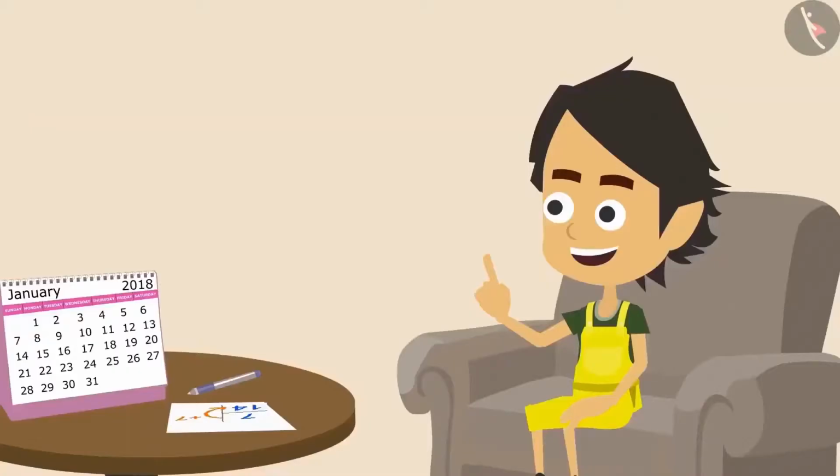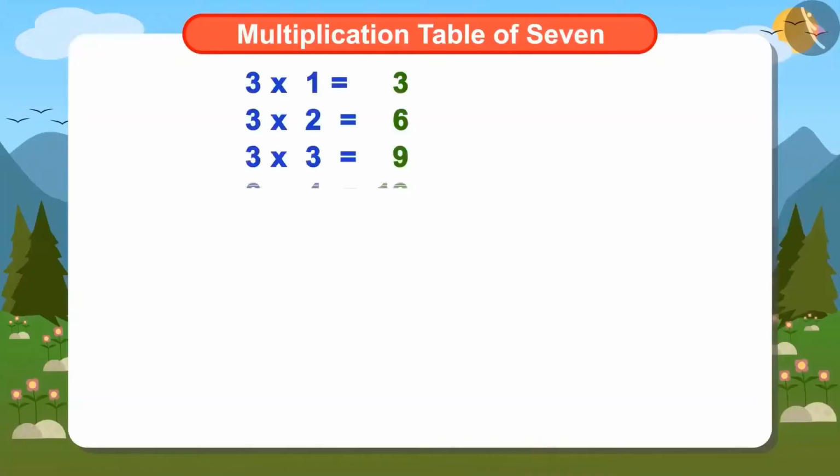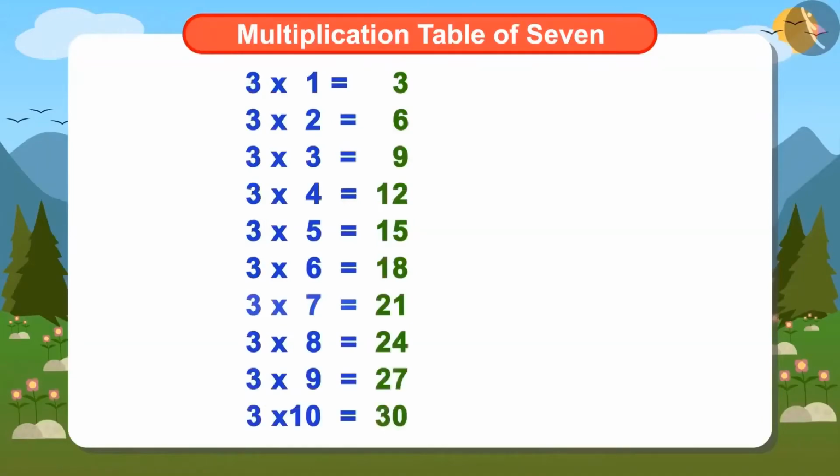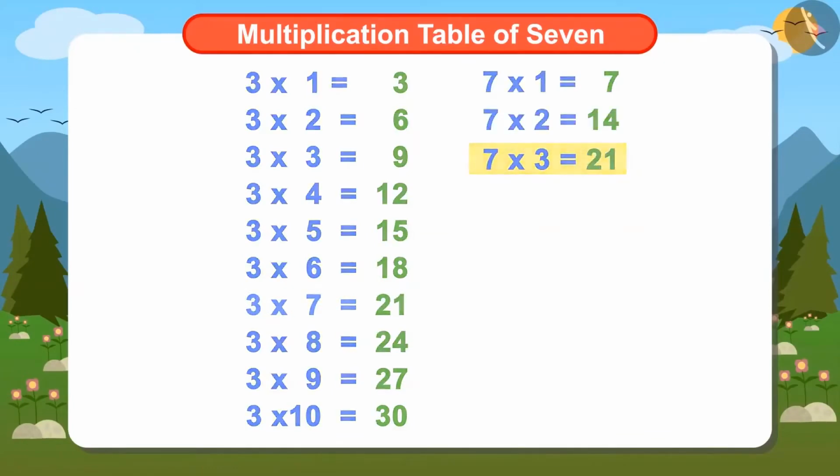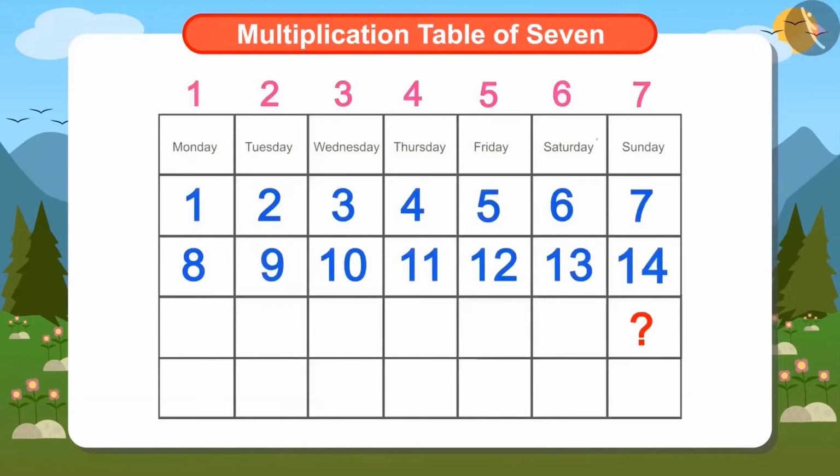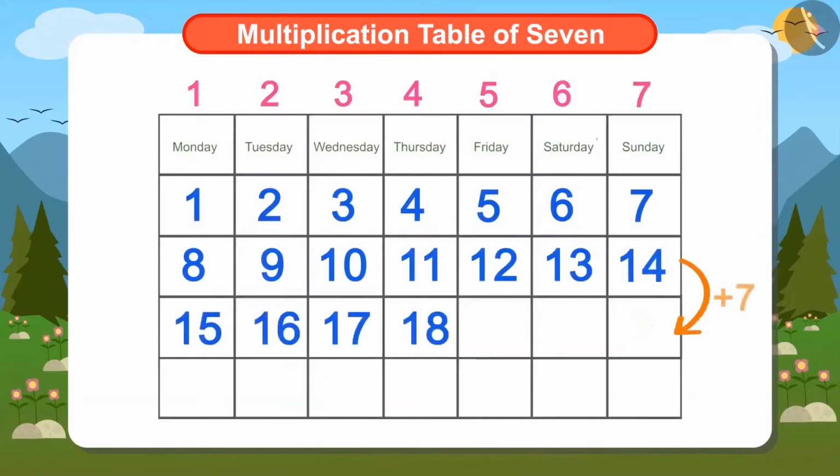Ayushman understood how he could find 7 multiplied by 3 from a multiplication table of 3. If 3 multiplied by 7 is 21, then 7 multiplied by 3 will also be 21. This means that the date on the following Sunday after the 14th will be 21st. Ayushman gave the exact date of Sunday without paper and pen.